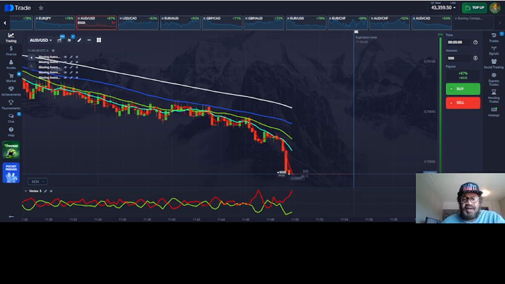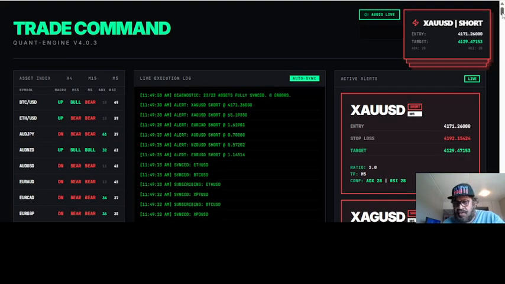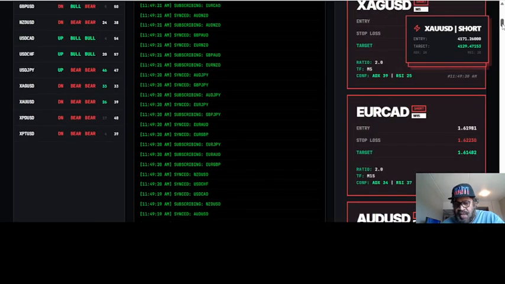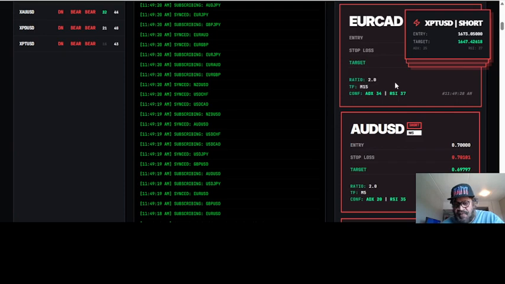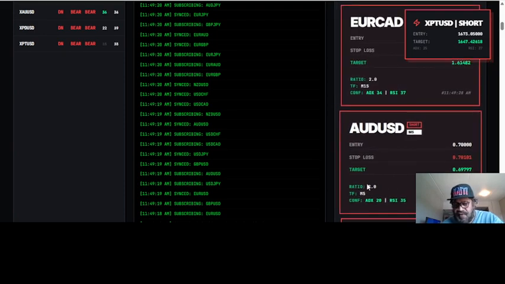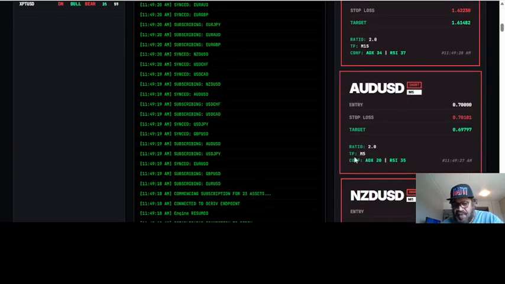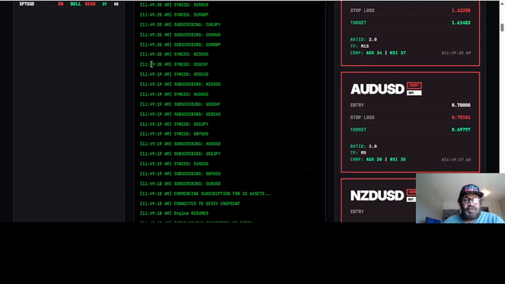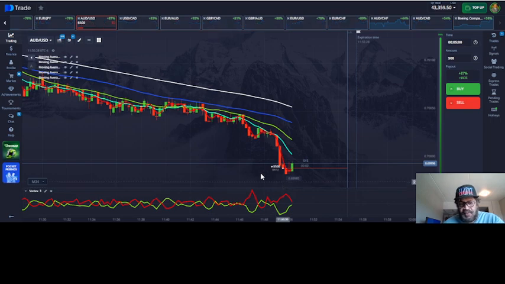Okay, so I just got another signal, a 5 minute signal for the Aussie dollar, US dollar, a short. The reason why I took the short here is the Trade Command Quant Engine. I avoided the 15-minute trades. Like I said, I'm just focusing on the 5 minutes. So here, if you see the Aussie dollar, US dollar, it gave me a 5 minute short. So I'm going to pause the video and wait for the expiry here.